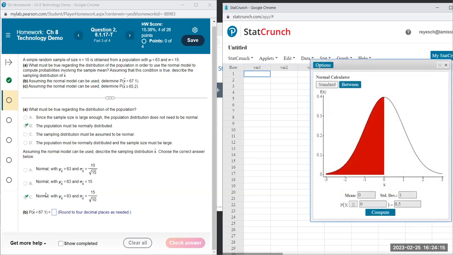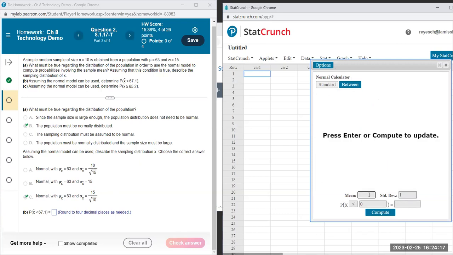And my mean, we're going to use these values. The mean was 63. What's nice about StatCrunch is that you can enter that little formula in here. But see how I have this notation. It's going to be the 15, and divided by the square root. So for StatCrunch to understand it, it's SQRT, and you have to put the number that you're taking the square root of in parentheses. So 15 divided by, so slash SQRT, the square root of, and then parentheses. Mine happens to be 10, close parentheses.